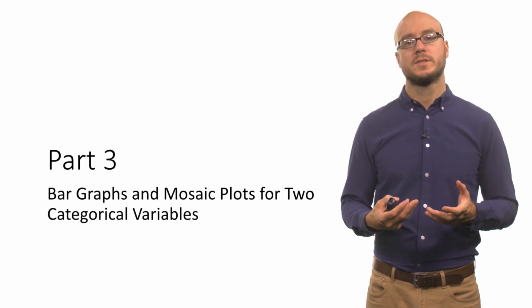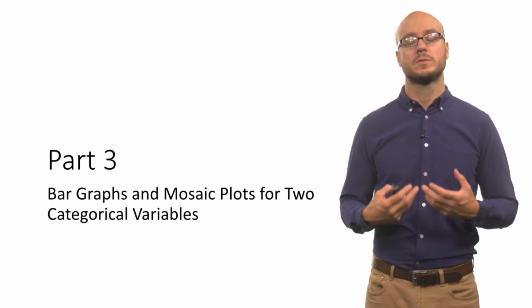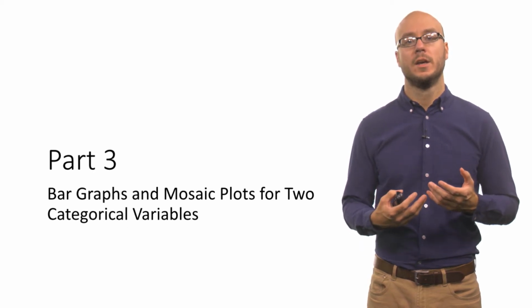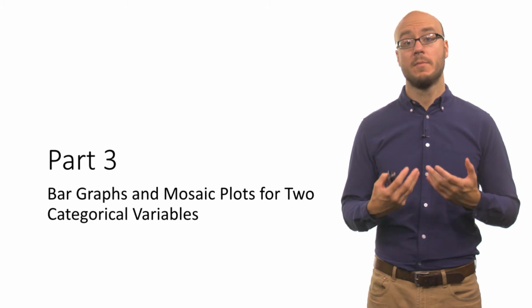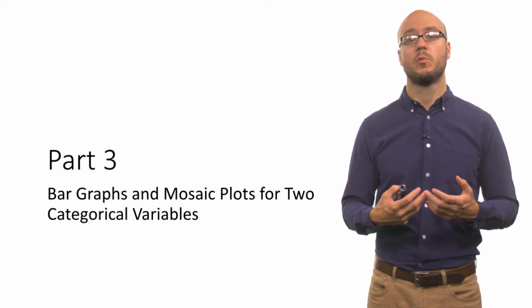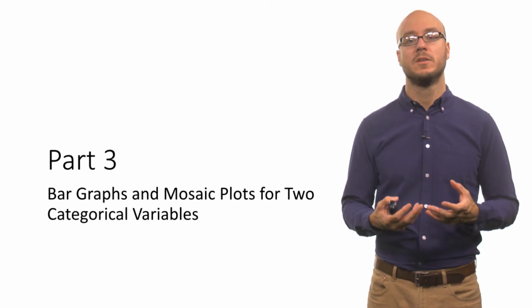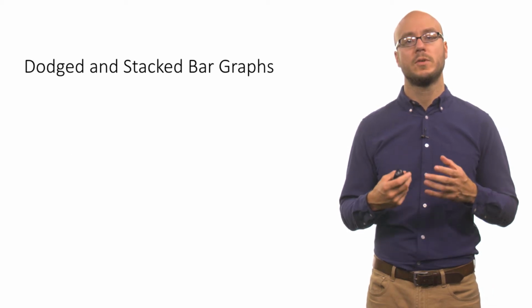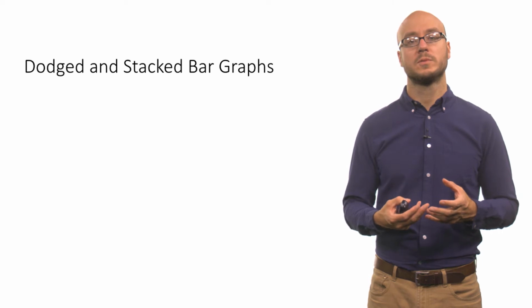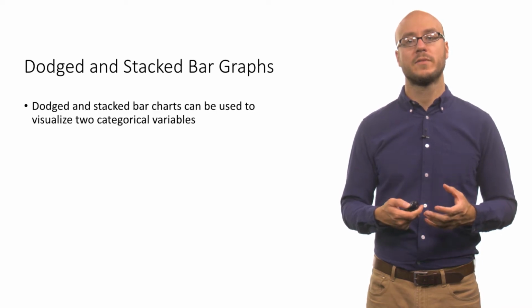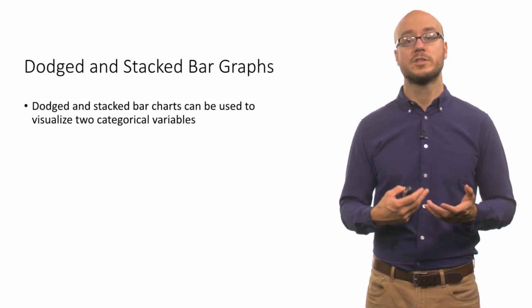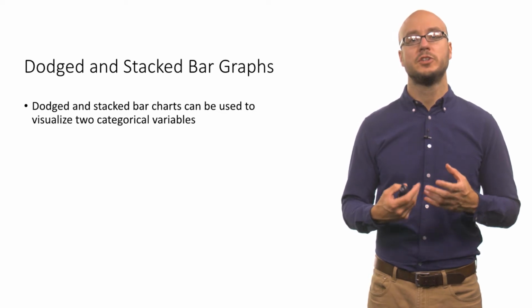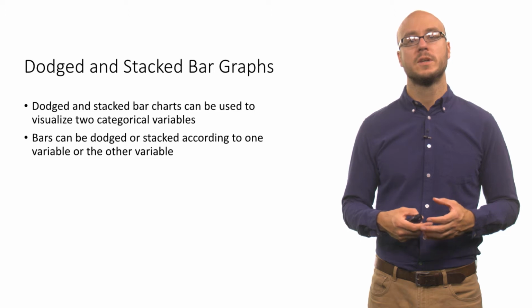So part 3 of our discussion of categorical data will entail how to visualize categorical data. We will talk in main about using bar graphs and what are called mosaic plots for examining categorical variables. So when we talk about two categorical variables, we can think of different bar graphs, both dodged and stacked bar graphs. These are ways of visualizing two categorical variables.